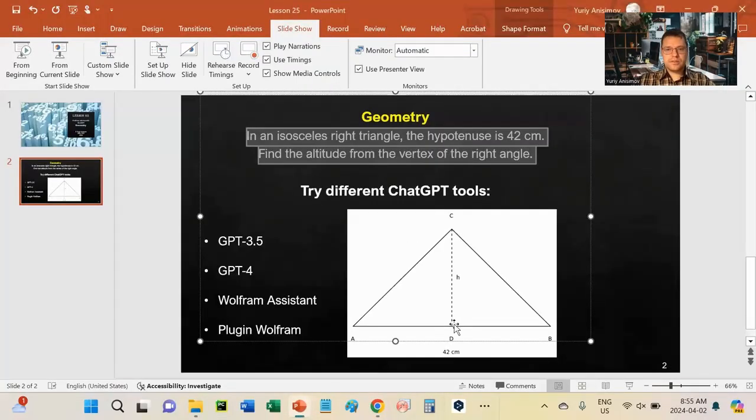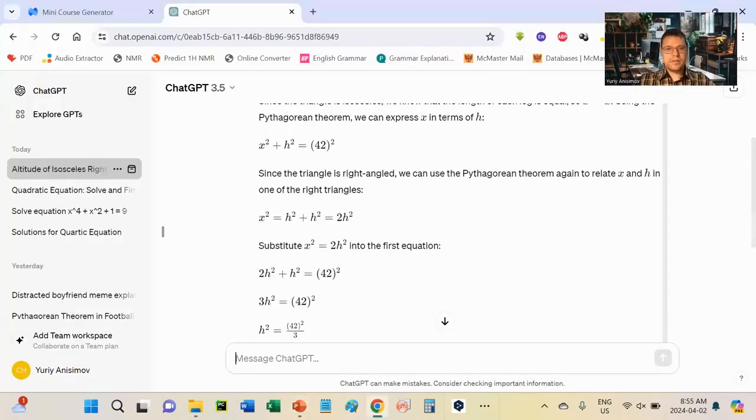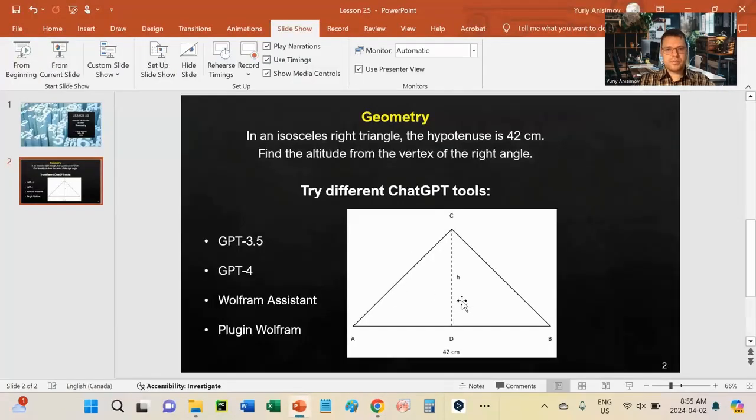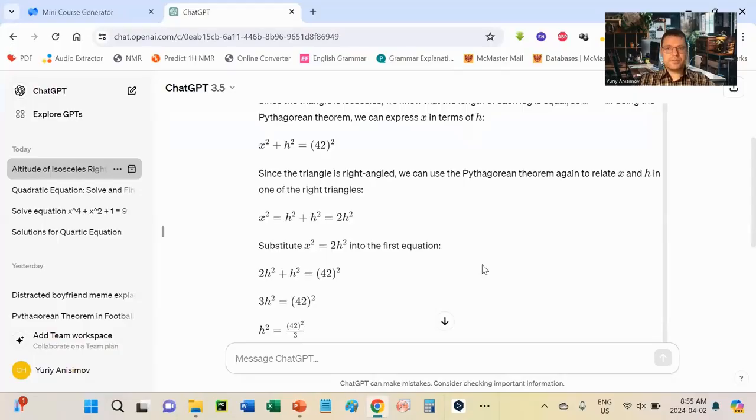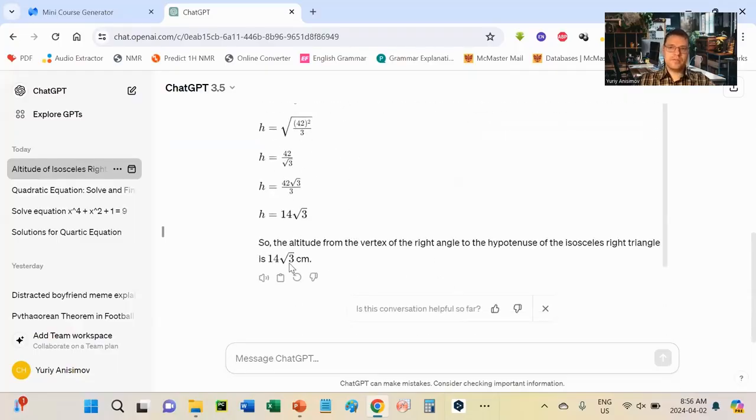Because if we go to this diagram, x is the leg, and GPT 3.5 says x squared plus h squared, so this one plus this one squared, equals hypotenuse squared, this one. This is wrong. So GPT 3.5 uses the Pythagorean theorem in the wrong way. That's why it doesn't make any sense to check the solution further, because the answer is obviously wrong. So that was GPT 3.5 and unfortunately it failed.